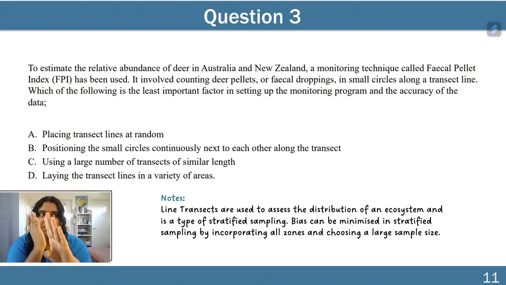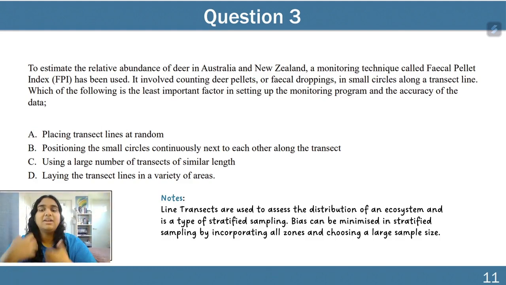In order to minimize bias for a line transect, you need to make sure that your line is incorporating all of the zones that are included in the area being studied, and you're choosing an appropriate sample size with correct equipment. So placing transect lines at random, that is pretty important to minimize bias.